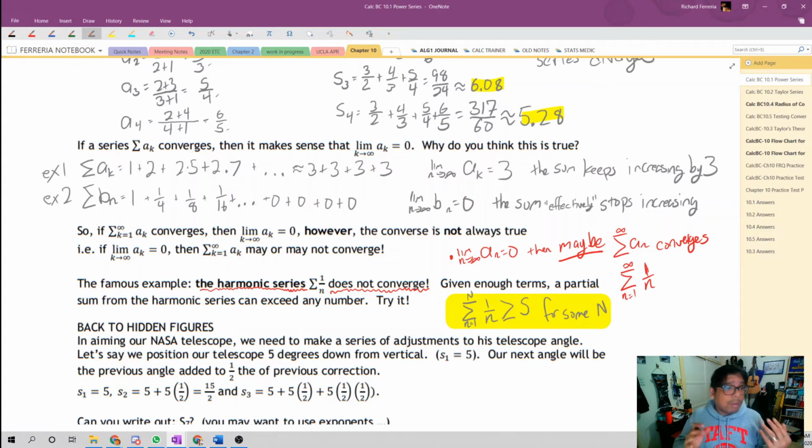So this harmonic series does not converge. It'll get as big as you need it to get. You may need a few million terms, but it'll get there.